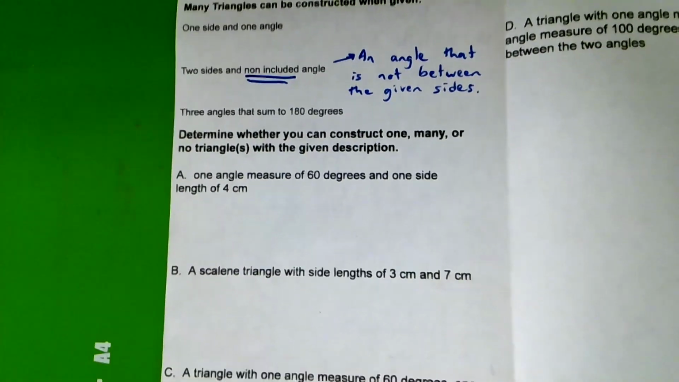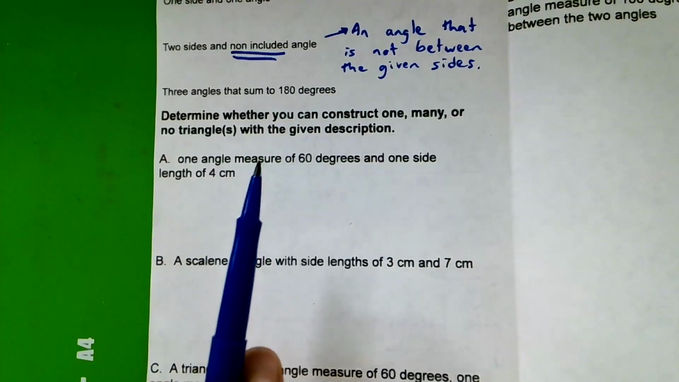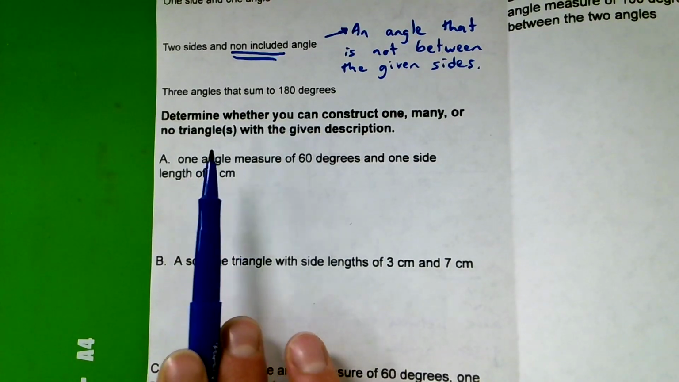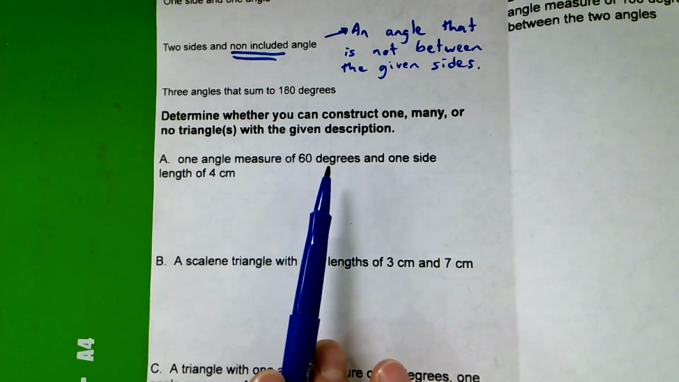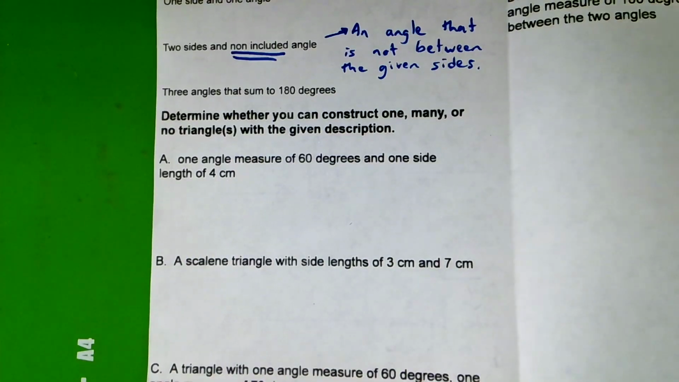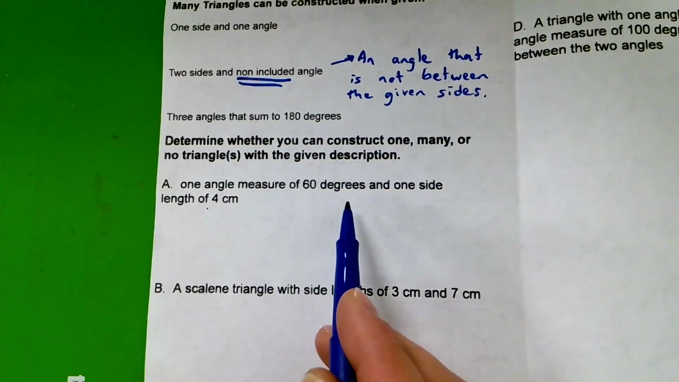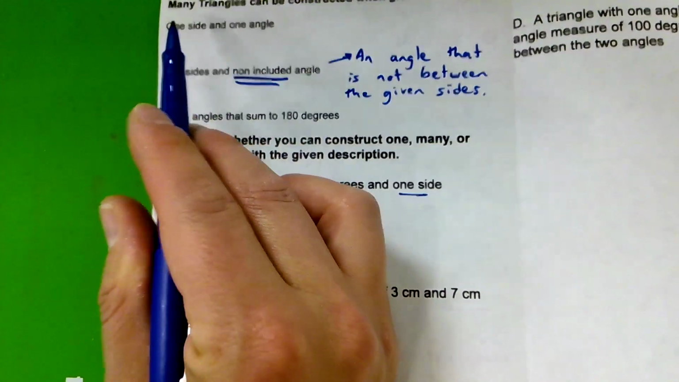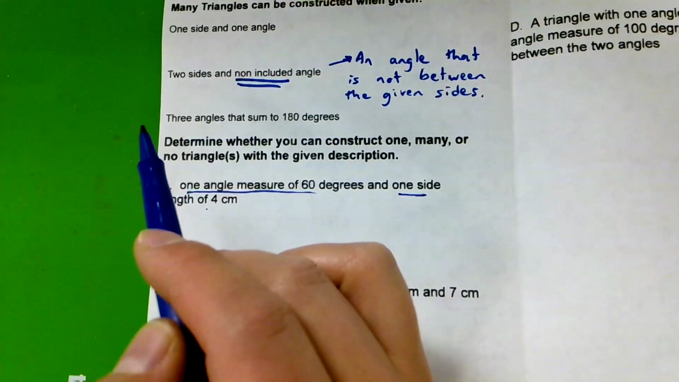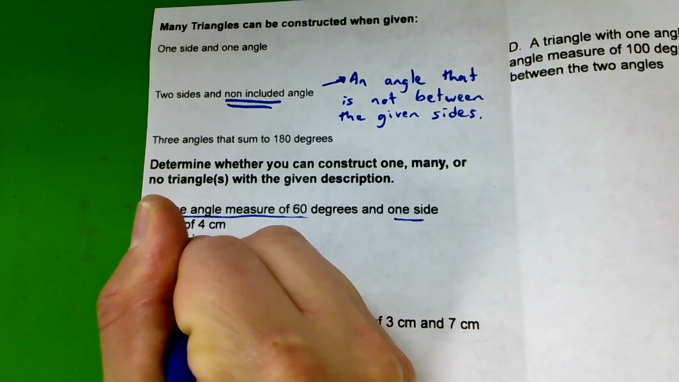And then finally, we're going to get into some practice here. So there was the one unique and many triangles. Now it says determine whether you can construct one, many, or no triangles. No triangles should be pretty easy for us. We know the conditions that make a triangle now. So we have one angle measurement of 60 degrees and one side length of 4 centimeters. So I'm going to refer to the notes that we just took. I have one side length and one angle measurement. If I looked up just a little bit, this tells me that I can make many triangles with that information. So for A, you should write many.